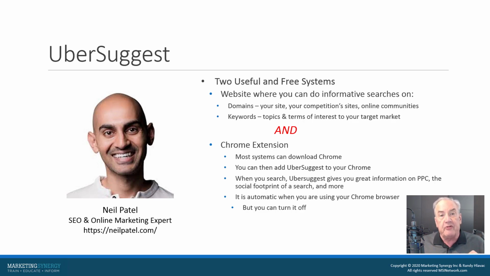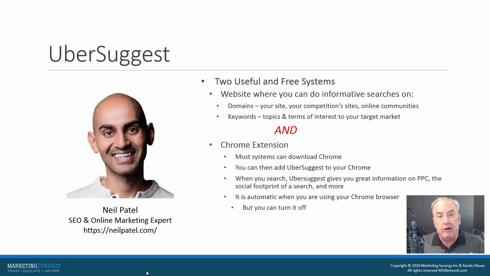His tool, UberSuggest, has two really useful systems. First, it is a website you can use to do really informative searches on the domains that you want to track. I would recommend you use it for yours as well as every one of your competitors. They also have a Chrome extension. Now, most systems can load up Chrome. It's a great browser. But even if you only use it for this one application, it's worth doing.